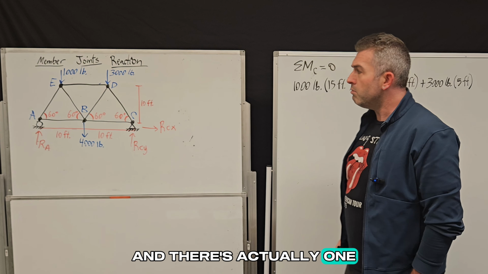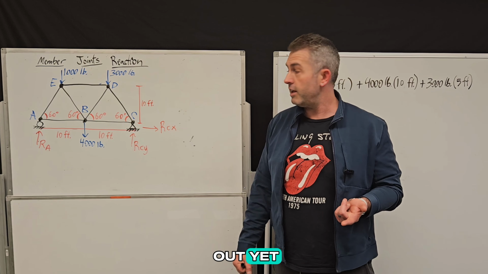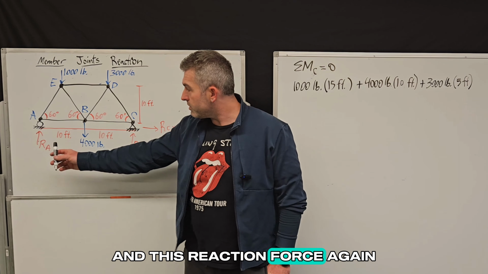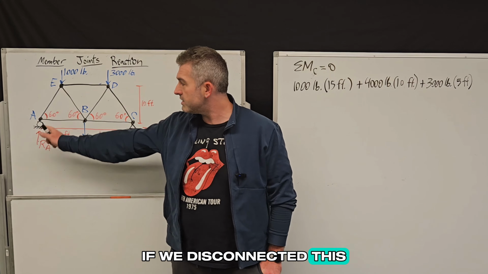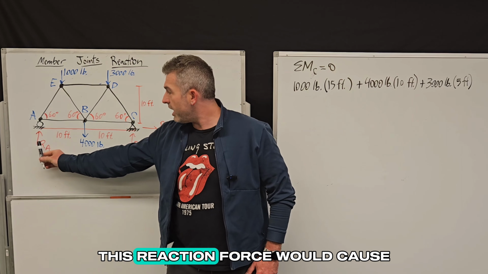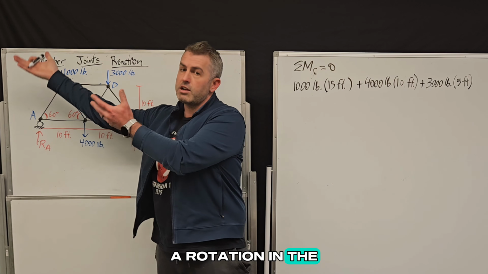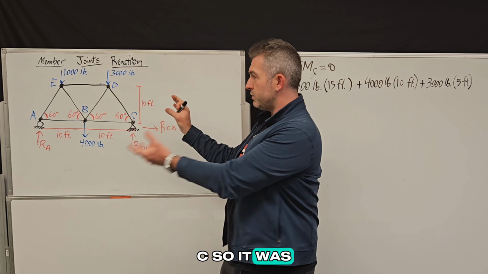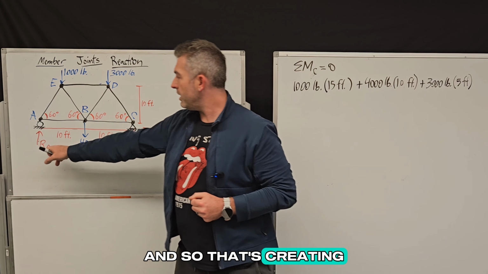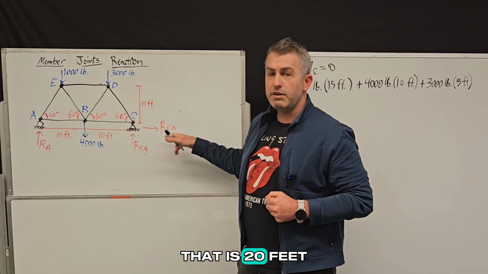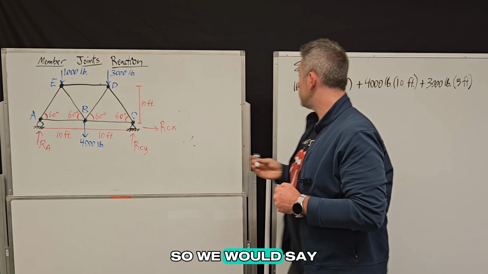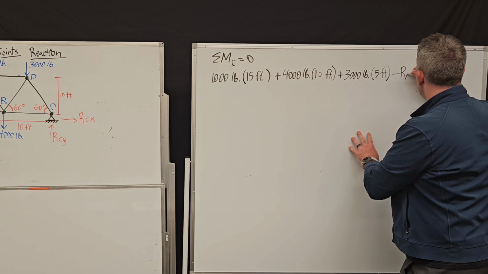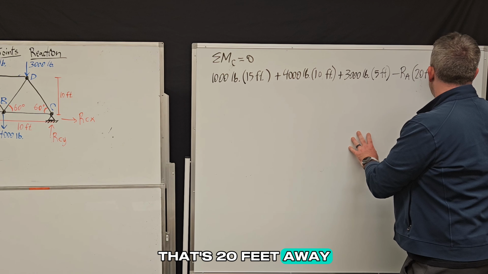And there's actually one more force that I haven't pointed out yet. And remember, there's that reaction force at point A. And this reaction force, again, if we disconnected this support over here, this reaction force would cause a rotation in the clockwise direction. It would push the entire bridge up and around the joint C if it was free to rotate. And so that's creating another moment that is 20 feet away from the joint C. So we would say there's also reaction A that's 20 feet away.